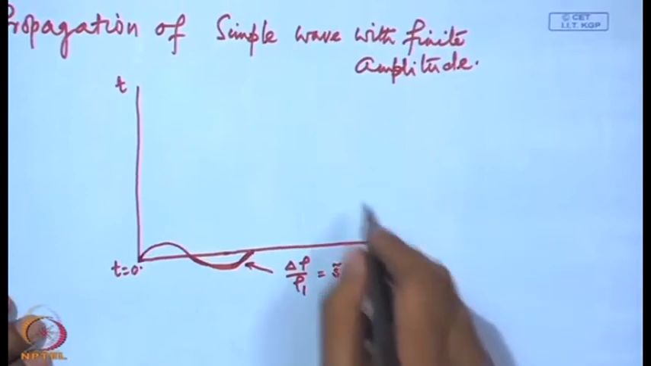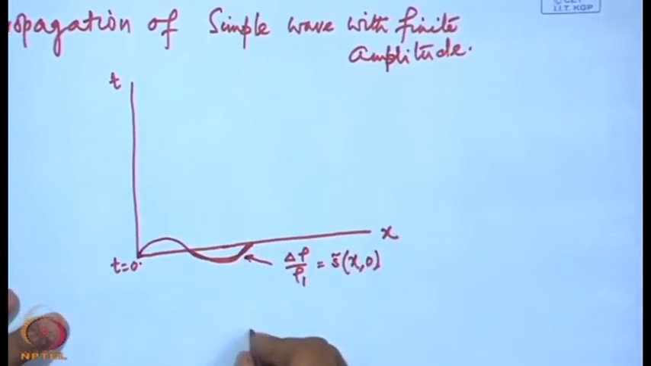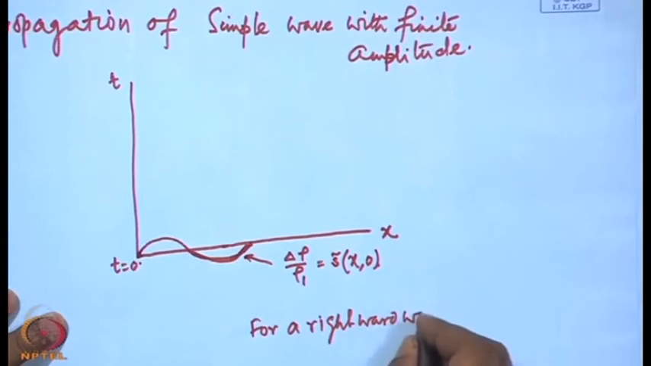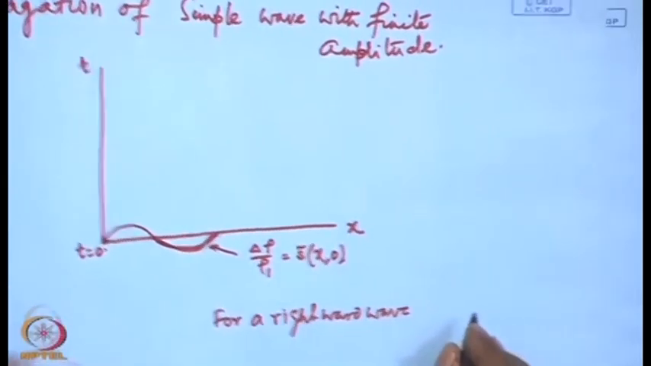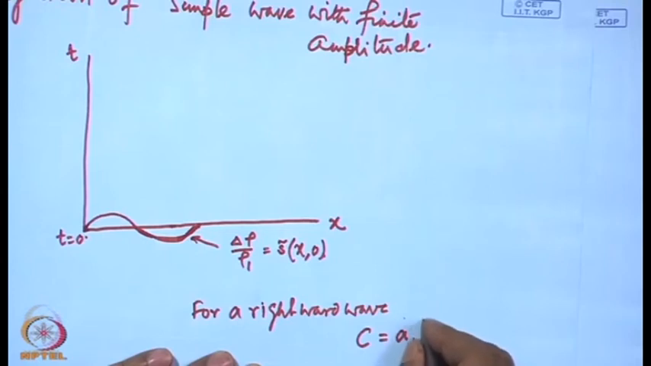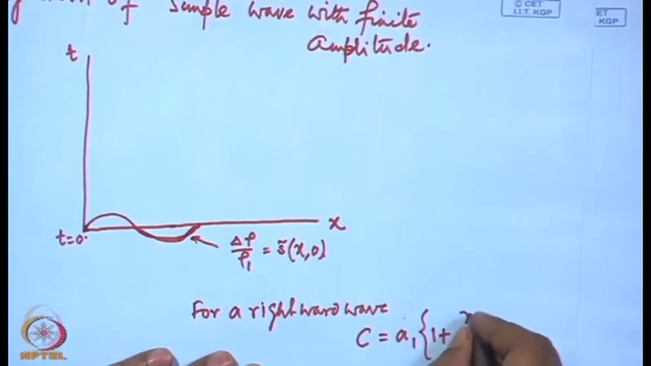We consider, for a rightward propagating wave, the wave speed is c equal to u1 to 1 plus gamma plus 1 by gamma minus 1.